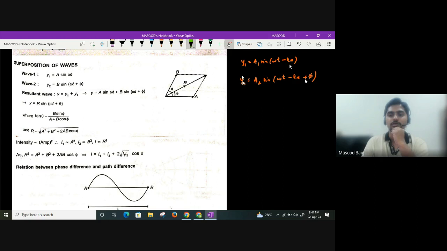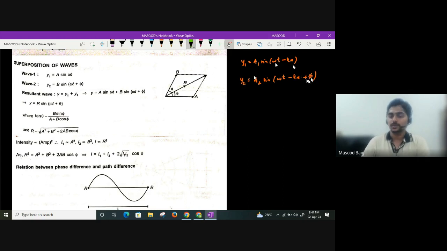Substitute t equal to 0, x is equal to 0. What is this value going to become? 0. So that will be your initial phase, guys. In the same manner, for the second one, if you substitute t is equal to 0, x equal to 0, what will you get the phase as? Phi. So phi will be called the initial phase. So if I am writing only the second equation, guys, phi will be the initial phase.